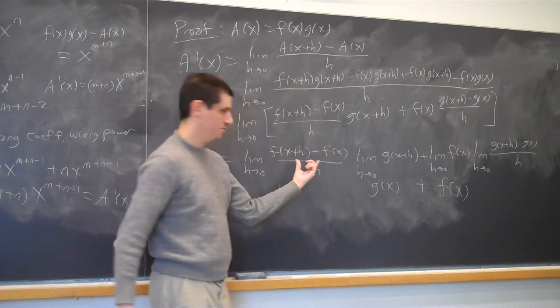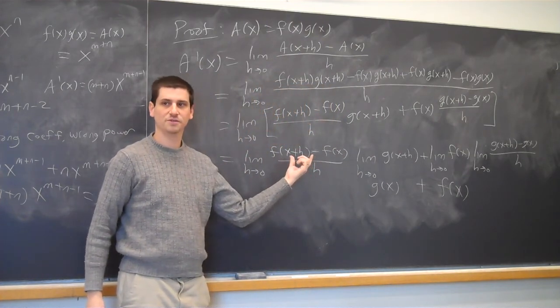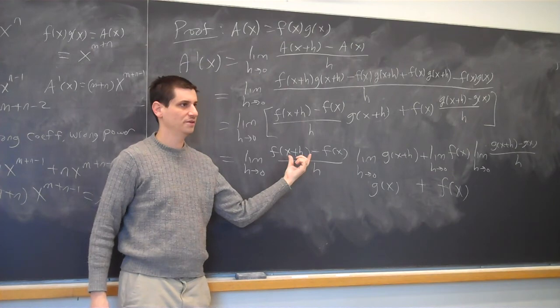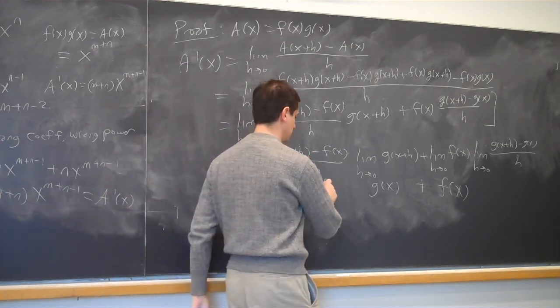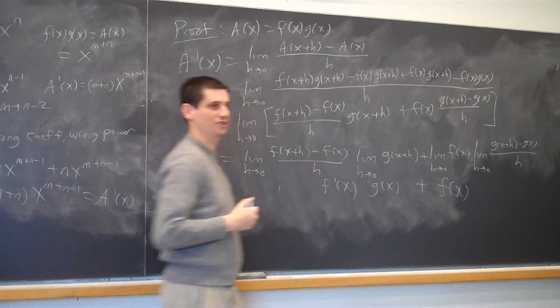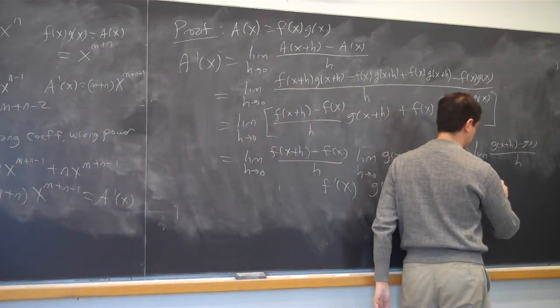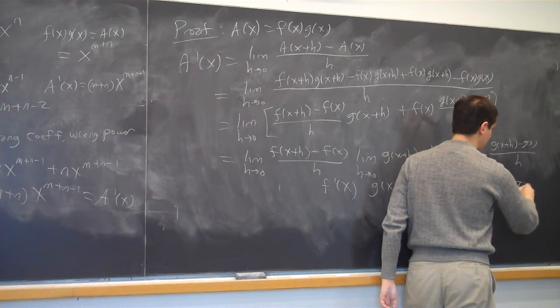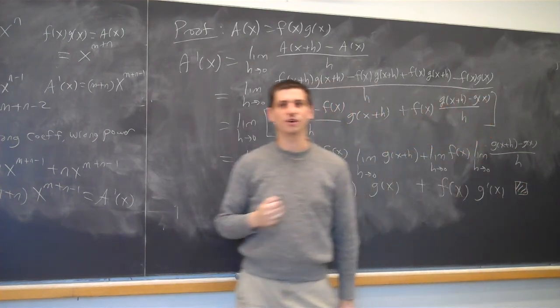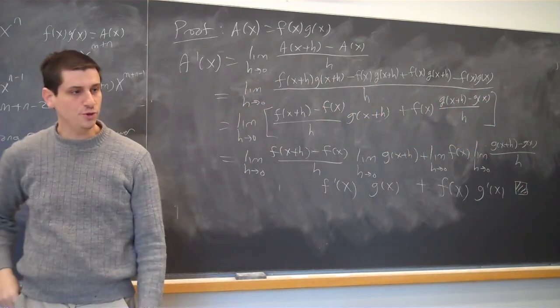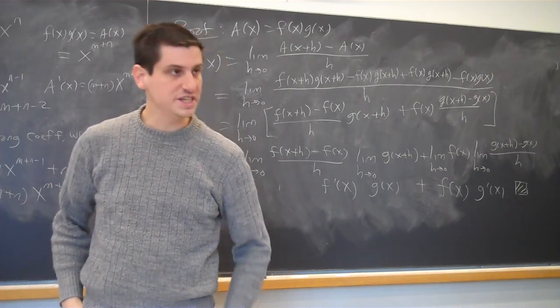What about this piece? What will that be? F prime of x. Why? Because that's the definition. And the last piece, similarly, definition. And there's the proof of the product rule. So for those of you who've seen the product rule before, it's good to see it again.